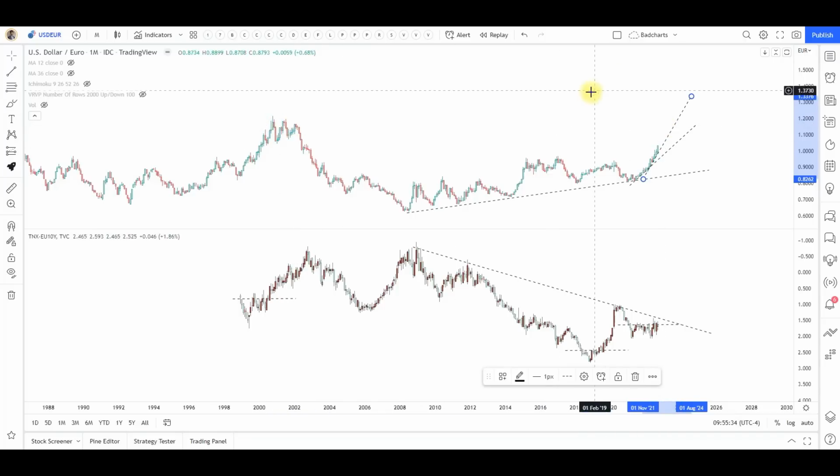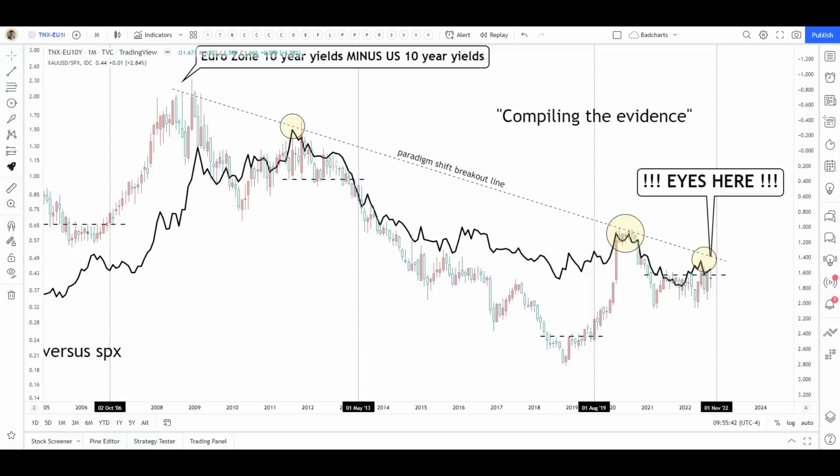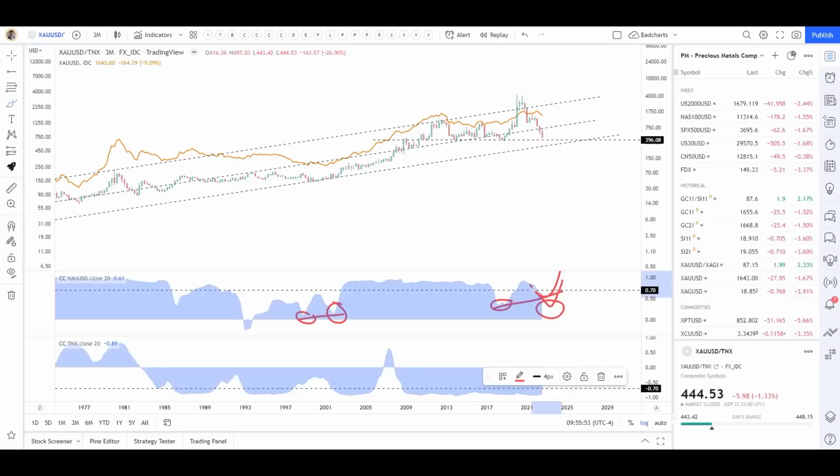But the capital flows, the idea is that the capital flows feeding the US dollar, that source of strength for the US dollar, will subside once those 10-year yields break out in favor of the Eurozone, minus the US 10-year yield, and the gold versus SPX chart. So that's one big part of the element for that.